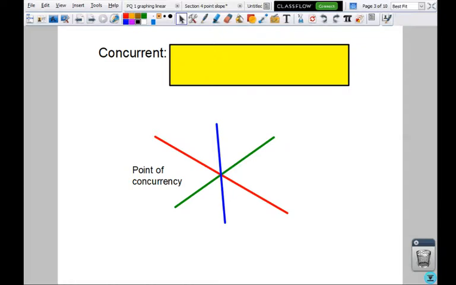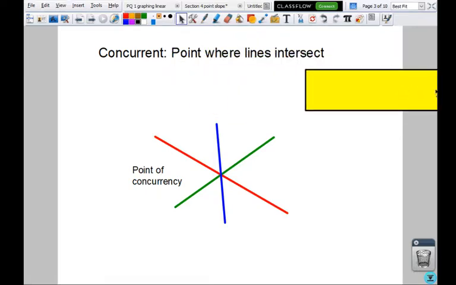We're going to do at least part of this lesson. We're going to be looking at, for the rest of the chapter, different points of concurrency from different pieces of triangles. When we talk about something that is concurrent, that is just points where lines intersect. Usually we say point of concurrency, or concurrent, or sometimes I might just say where they all cross if I'm feeling lazy.